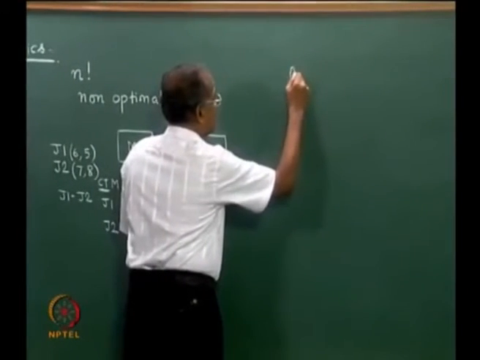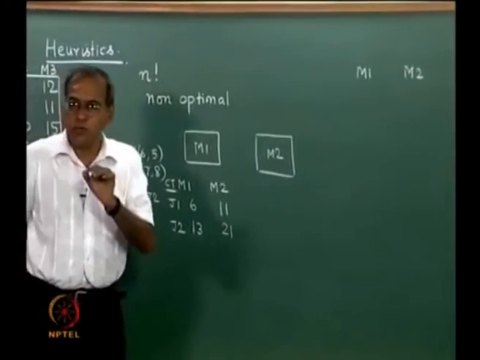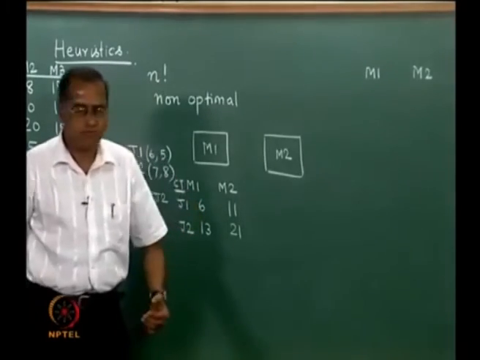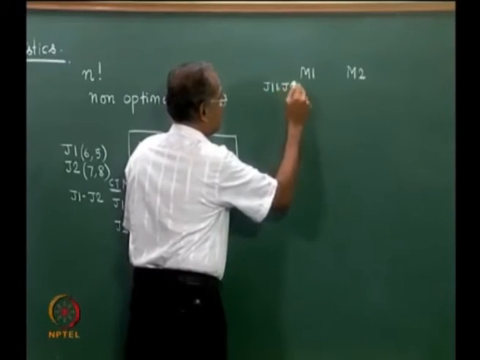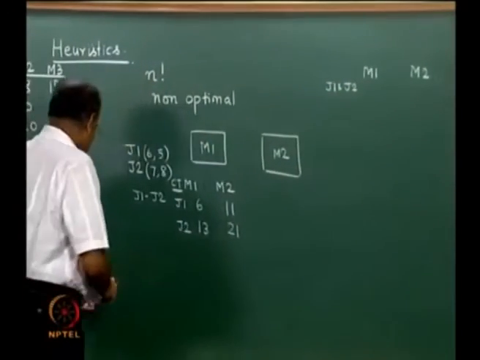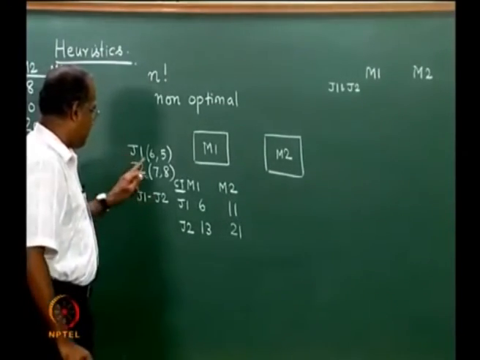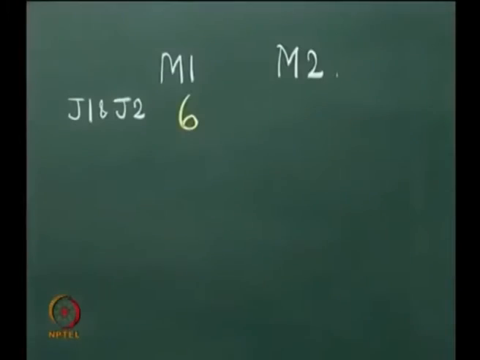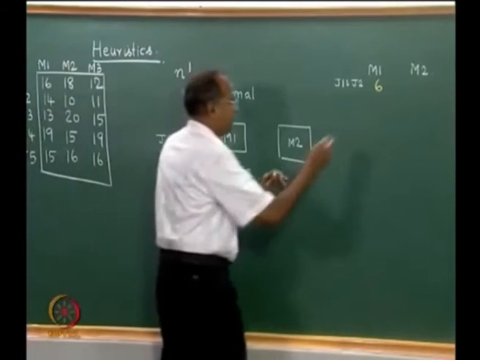We will first look at M1 and then at M2. Let us assume on M1 the sequence is J1 followed by J2, which means that in M1 we first start with J1, which takes 6 time units. So it comes out at time equal to 6. Now J2 enters M1 at time equal to 6, and therefore will come out at time equal to 13.